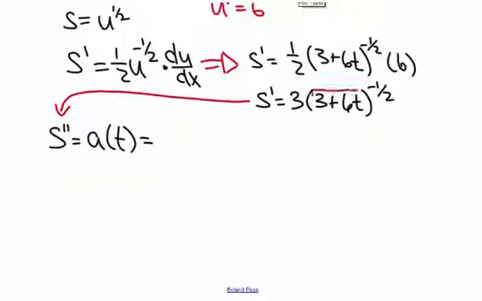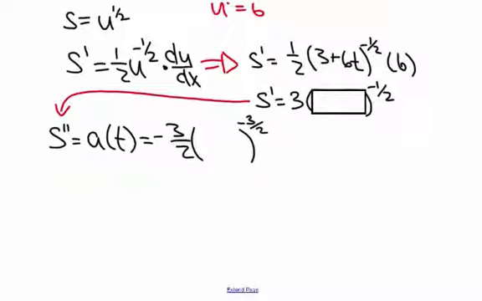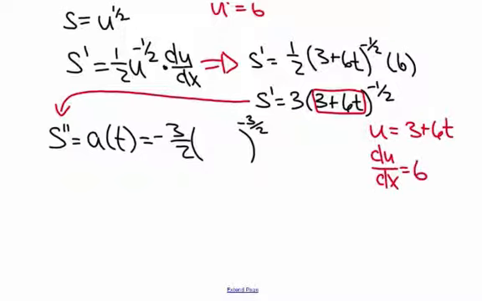I need to take the derivative of this again so that I can find acceleration. So again, I'm going to let u be equal to 3 plus 6t. All right. And I'm going to do negative 1/2 times 3, which is going to be negative 3/2. And then negative 1/2 minus 1 is negative 3/2. And then there's my u. And I take the derivative of it, and I multiply by that thing, which is 6.